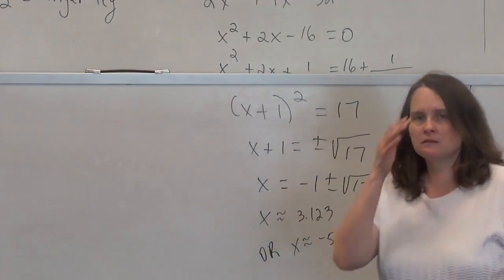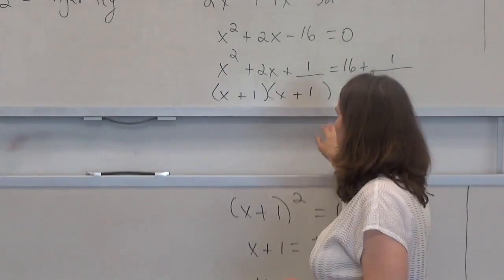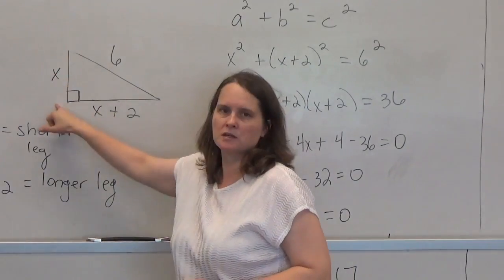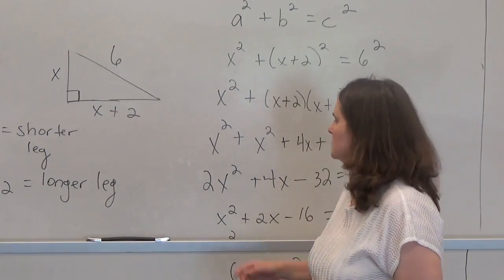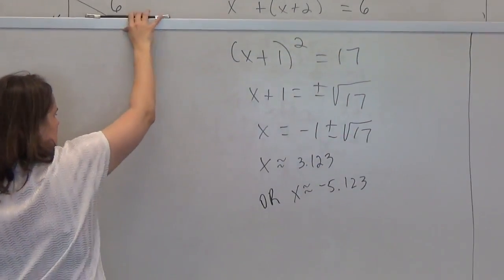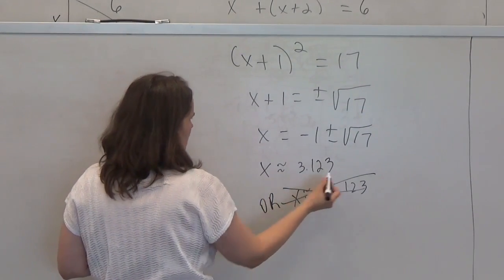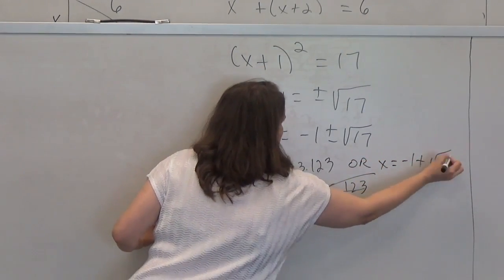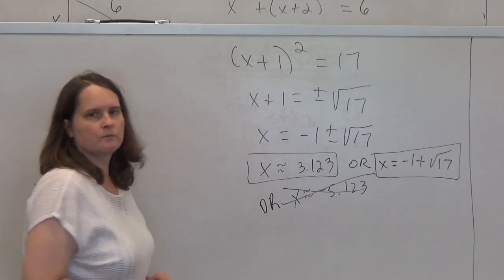Now, do both of these answers make sense in the context of this problem? Well, if you recall, go back up, think about what we're doing here. We're solving for x, which is measurements of the lengths of a triangle. So a negative answer is not going to make any sense in the context of this problem. So that means we can eliminate the -5.123, and our answer is going to be the positive 3.123, or x equals -1 plus square root 17. So that's the approximation, and this is the exact value.